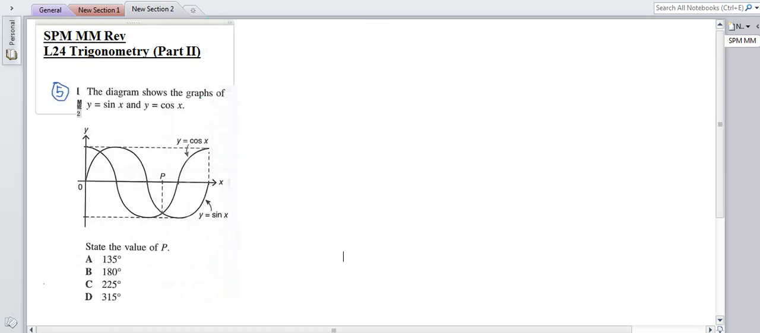Okay, let's look at the questions. Now you have two graphs here. Y is equal to sine x, and y equal to cosine x, start from 1. Okay, so you still remember this is 90 degree. This is 180.